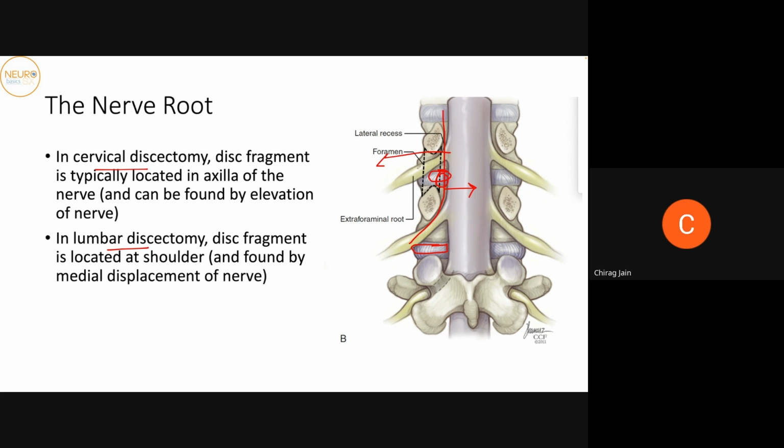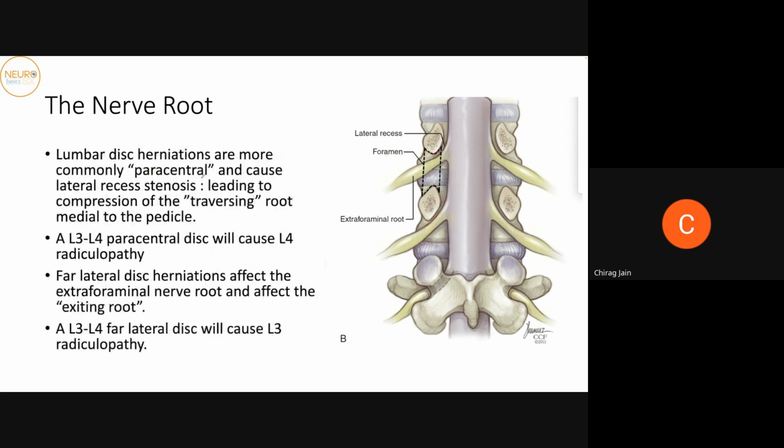And that is why the nerve needs to be retracted upwards and not towards the spinal cord. If it's retracted towards the spinal cord, you're not going to find the disc. In cervical discectomies, you have to retract the nerve root away from the spinal cord. And in lumbar discectomies, you have to do the opposite and retract it towards the spinal cord. Now, a very important concept and quite simple to understand is that of the traversing and the exiting.